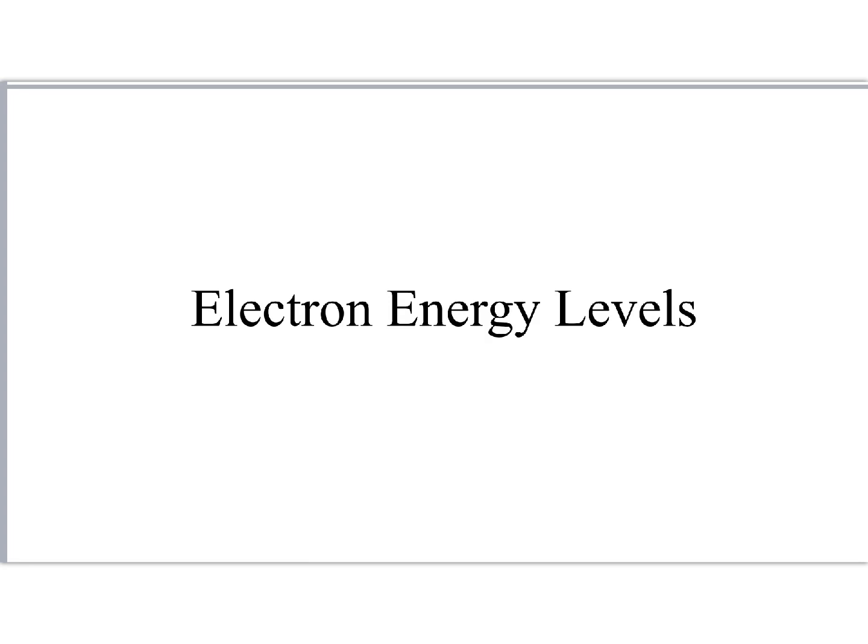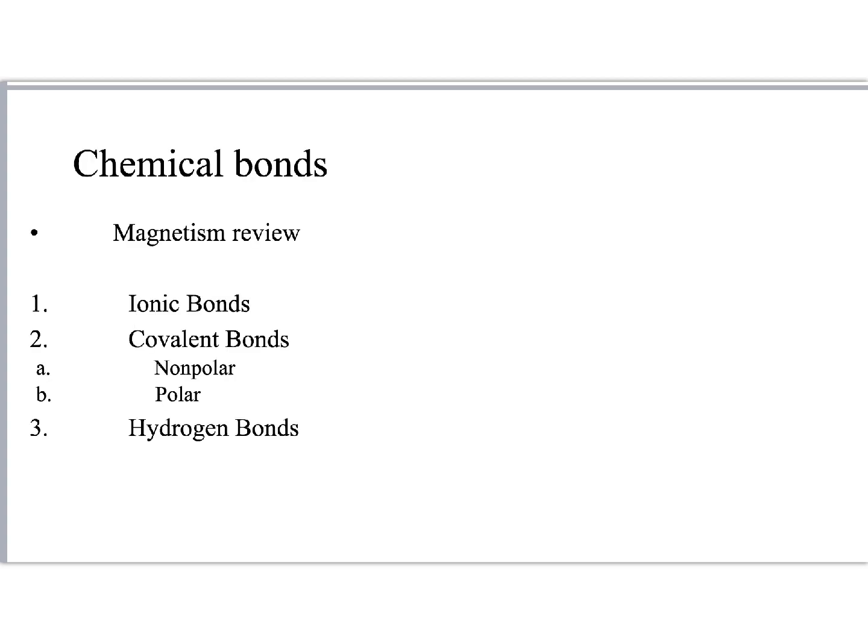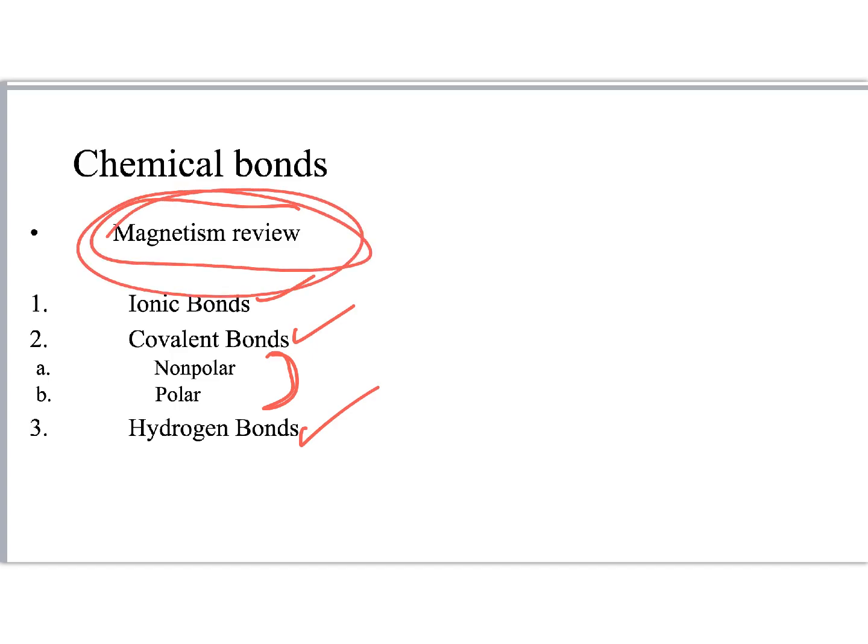Electron energy levels. Now let's look at how those electrons and those empty seats on the valences can result in reactions. Let's keep in mind a few things. Chemical properties of an atom are based on the arrangements of its electrons. Okay, so that means we're talking about the shells and how many seats they have to fill. We're going to look at 3 main types of bonds: ionic bonds, covalent bonds, of which there are 2 types to review: nonpolar and polar, and hydrogen bonds. But it's really important that we start with this idea of magnetism. It kind of helps conceptually understand what we're doing here with this type of chemistry.